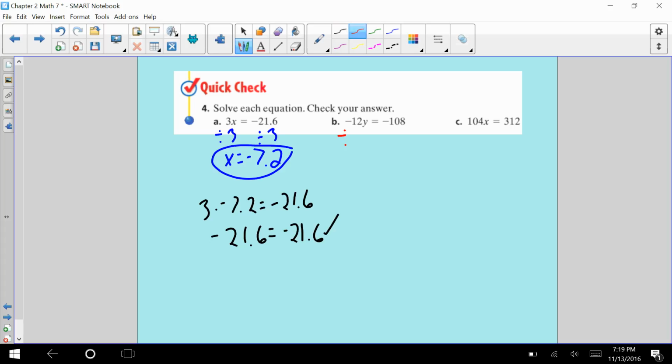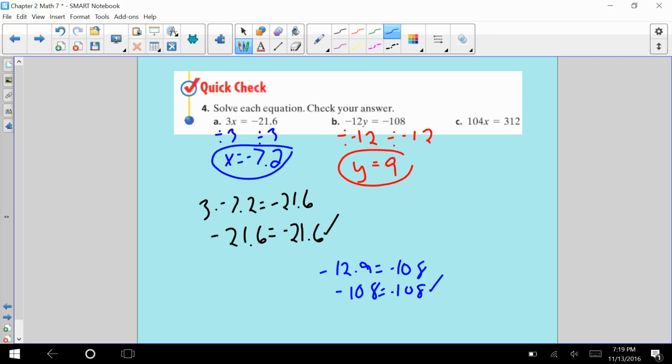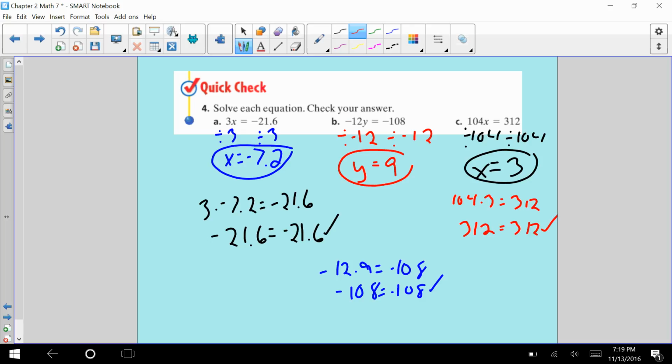For the second one, we should divide both sides by negative 12. y equals 9. We check our answer by taking negative 12 times 9. Does that equal negative 108? And if you plug it in a calculator, it sure will equal. And for the last one, we're going to divide both sides by 104. So x will equal 3. To check our work, we take 104 times 3. Does that equal 312? And it sure does equal 312, so our answer checks out.